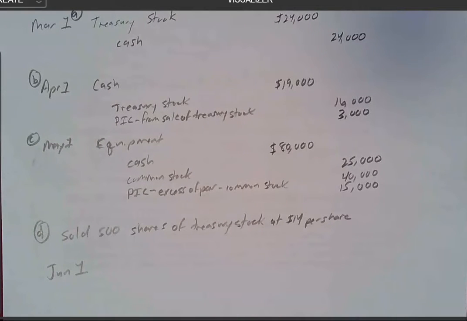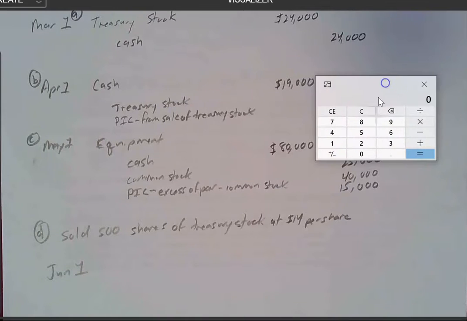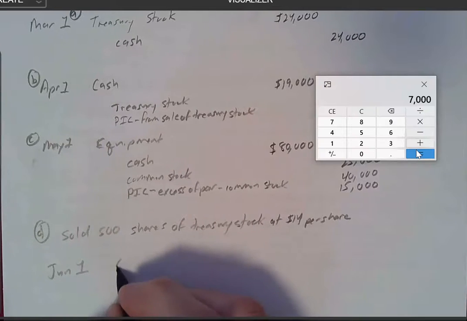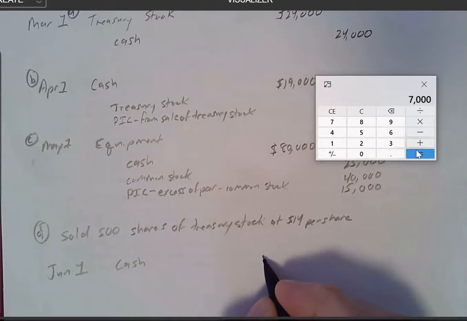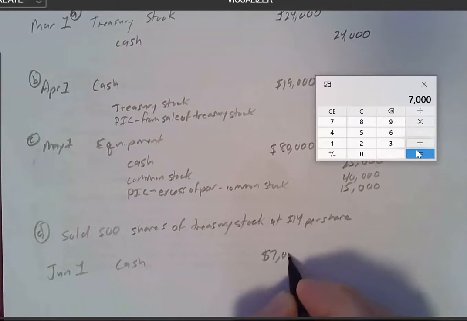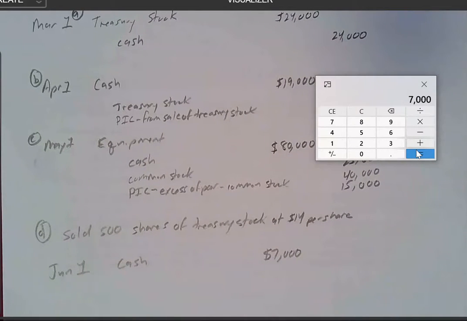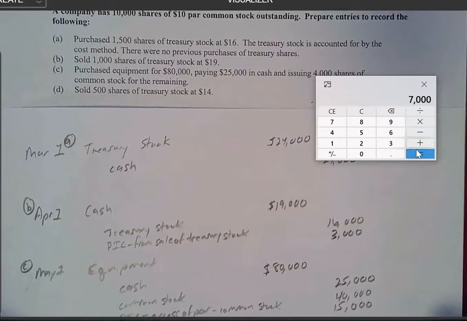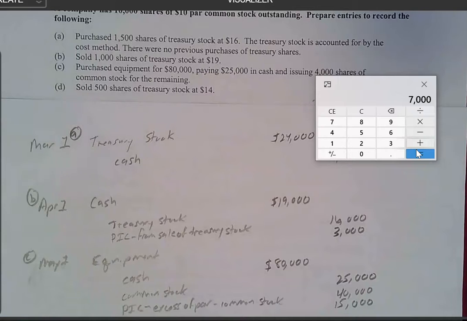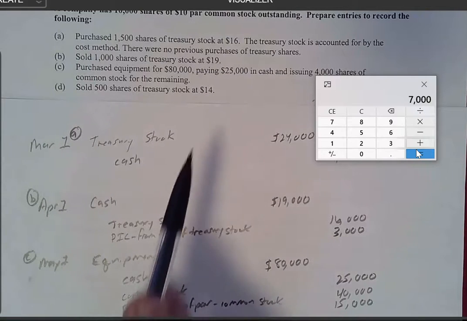Well, if we sold 500 shares times 14, we're going to get $7,000 in cash. Okay, so cash is going to be debited for $7,000. Now I am going to have to actually move this back up because I want to just show you, I want to remind you, if you've got the handout, it's a piece of cake. But if you don't have the handout, it's kind of hard to keep all this in mind.